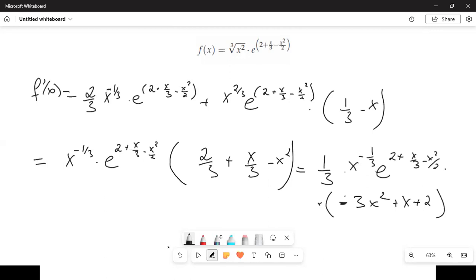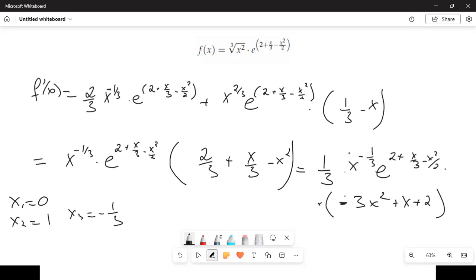Okay, now please help me with identifying critical points. What are our critical points? Minus 3x squared plus x plus 2 is 0, implies what? From the first factor, x to the power of minus 1/3, it's 0. From e to the power of the expression, it's nothing, since it's not possible. And from the last one, it is minus 2/3 and 1. So x2 is 1 and x3 is minus 2/3.